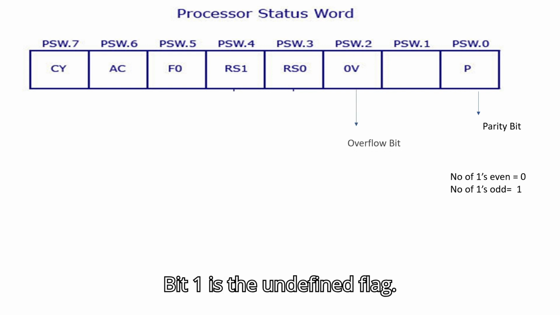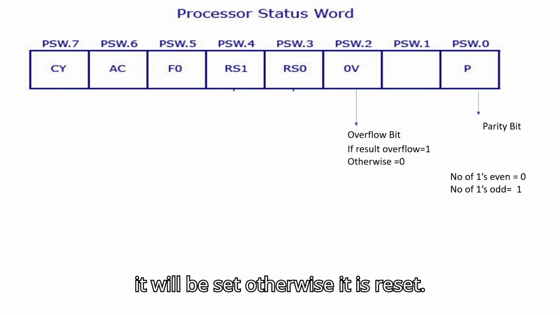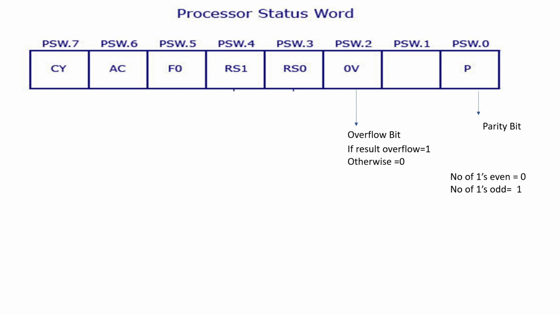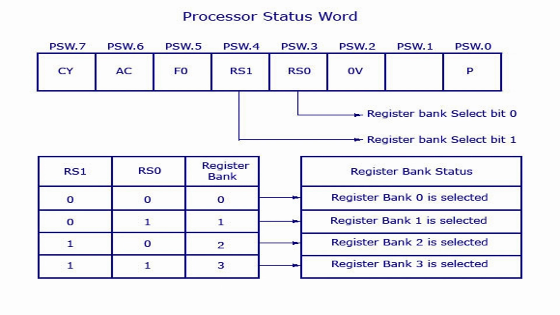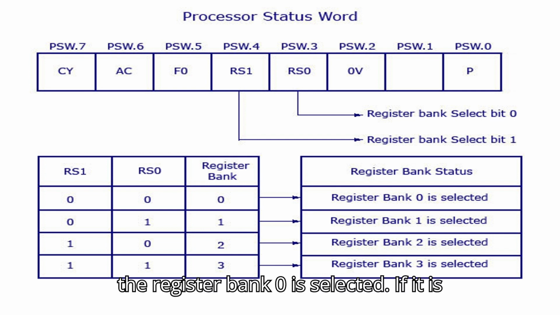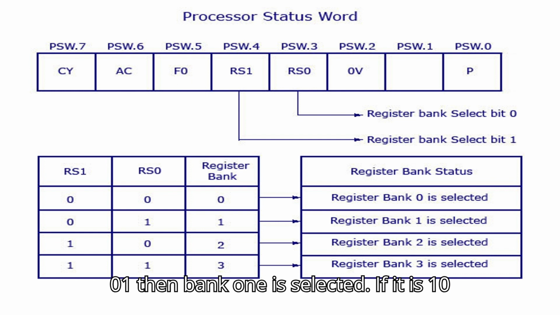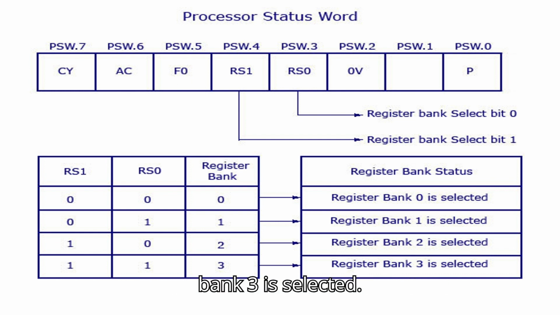Bit 1 is the undefined flag. Bit 2 is the overflow flag. If the result overflows, then it will be set, otherwise it is reset. Bit 3 and bit 4 are used for bank selection. RS1 and RS0 bits are used to select the register bank. If RS1 and RS0 are 00, then register bank 0 is selected. If it is 01, then bank 1 is selected. If it is 10, then bank 2 is selected. If it is 11, then bank 3 is selected.